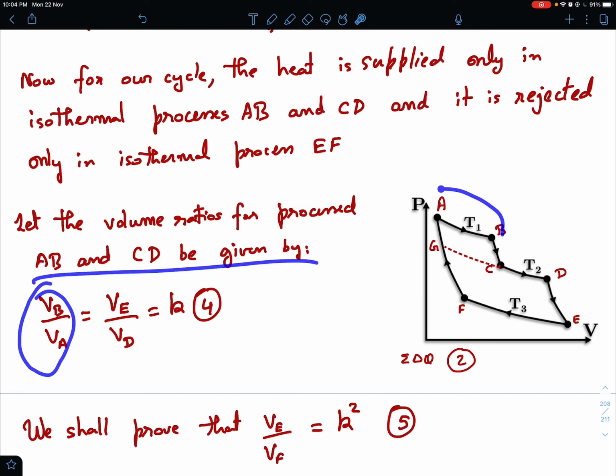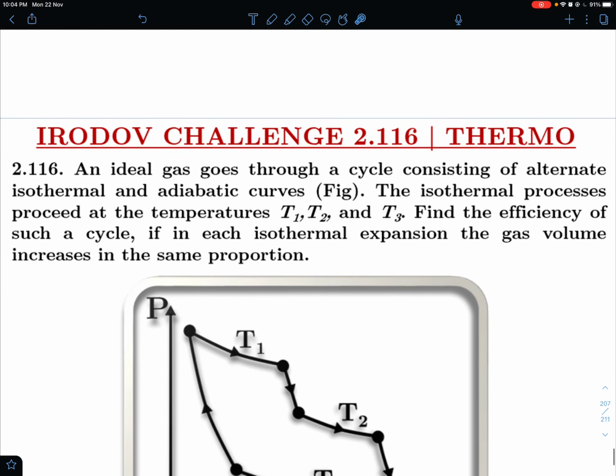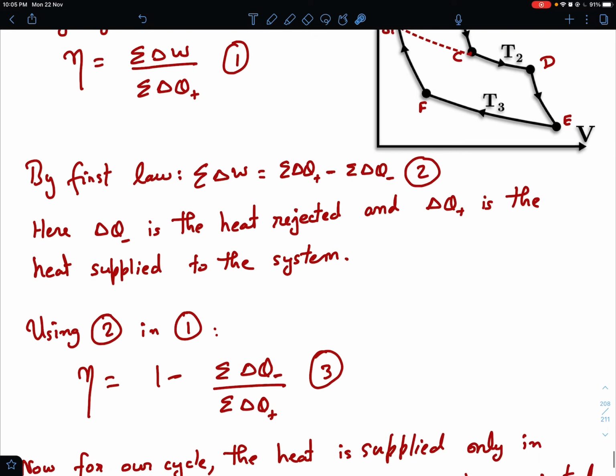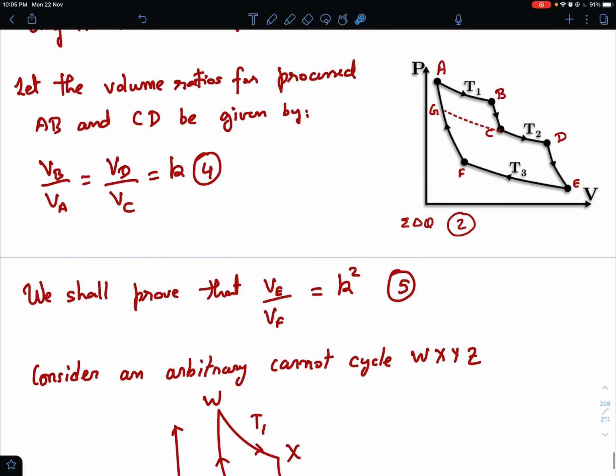And let the volume ratio for processes A, B and C, D be given by VB by VA, and VD by VC. Again I messed it up, this should have been VD by VC. So let these ratios be K. This expansion ratio and this expansion ratio are given to be equal. You can see in the problem that these ratios are equal, okay? If in each isothermal expansion the gas volume increases in the same proportion, that's why I've taken both volume ratios as equal to K, okay?